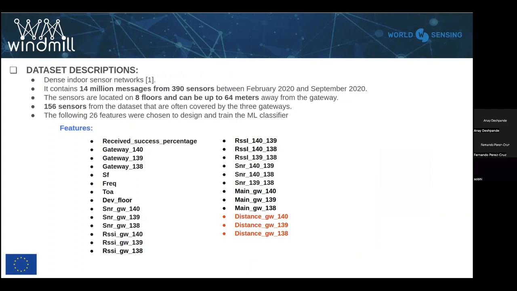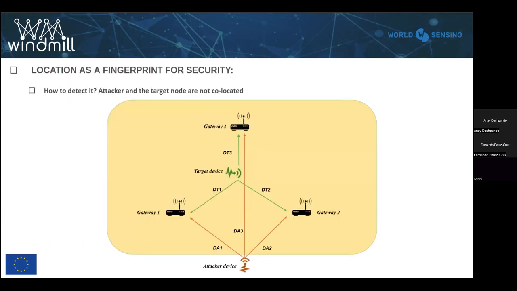Now, the main assumption here is that the attacker and the target node are not co-located, they are not in the same position. Because if the attacker device is within the same location as the target device, there is no need to use wireless to attack it. And in the first work, we study what is the minimum distance between the target device and the attacker needed to discriminate between them.